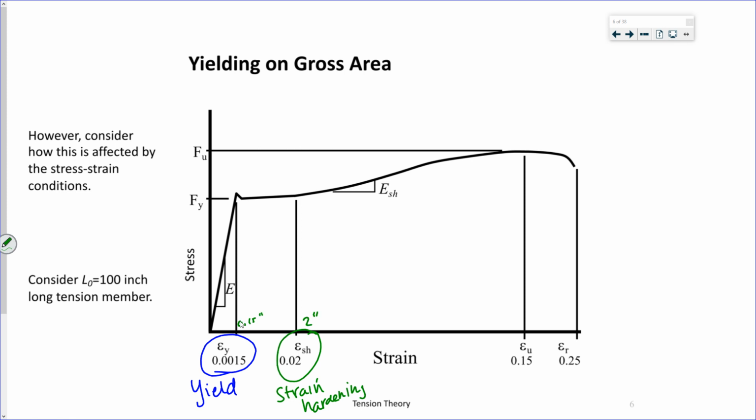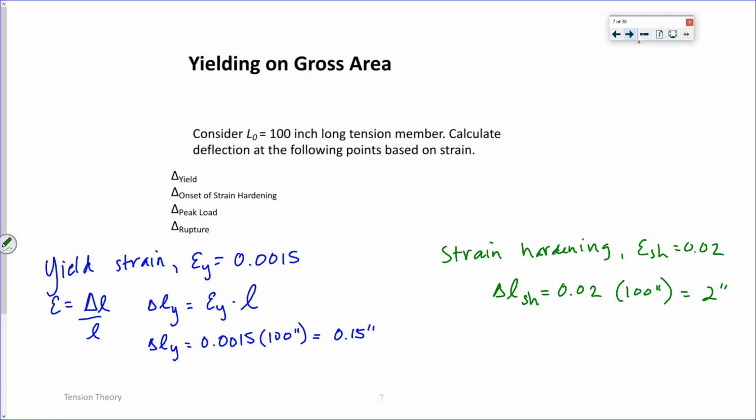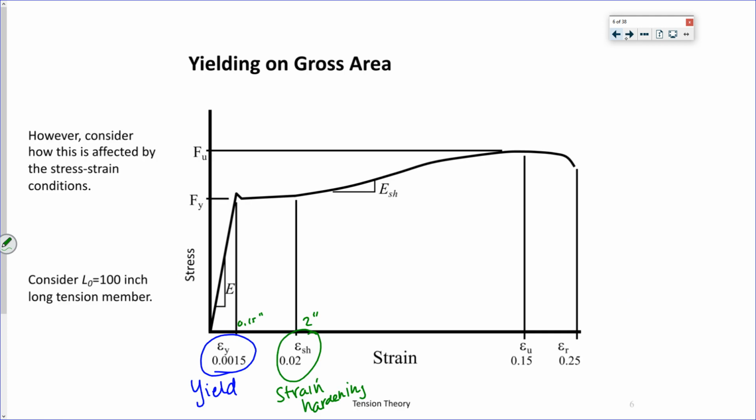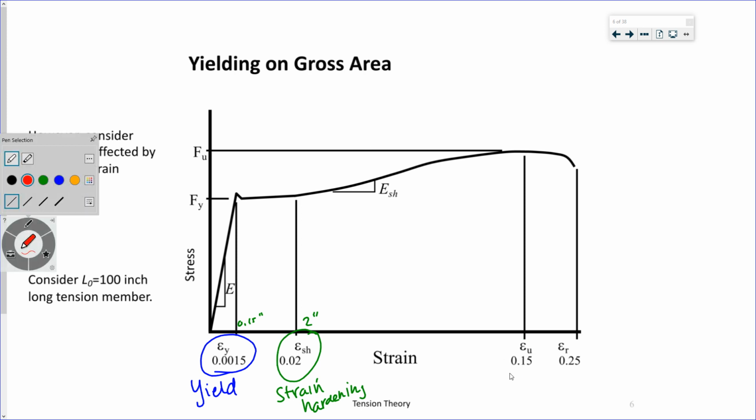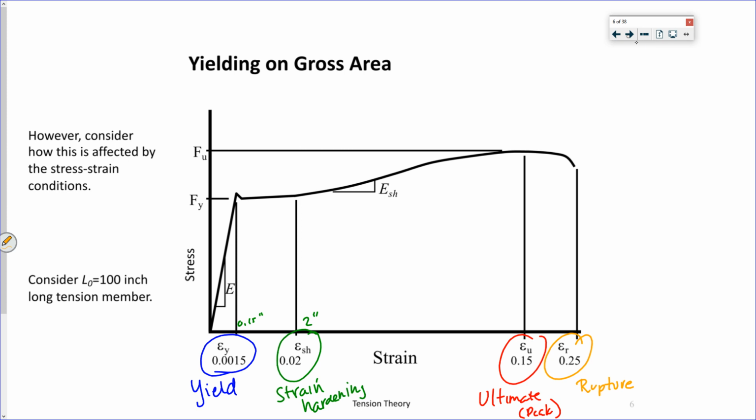So if I want to go out to my ultimate, I want you to take a moment and calculate ultimate, which is peak load, and rupture, when it actually fractures. So go ahead, do a quick little math. Calculate those, I'll give you a minute.